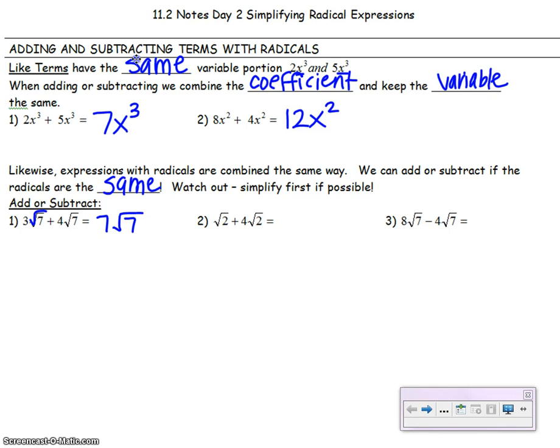Next one, the square root of 2 plus 4 times the square root of 2. We can put a 1 in front of the square root of 2 if we would like, and 1 plus 4 will give us 5. We can't simplify the square root of 2, so we're done. And number 3, when we do a subtraction problem, 8 root 7 minus 4 root 7, we'll just do 8 minus 4, and we will get 4 root 7. 7 has no perfect squares, so that's all we have to do.